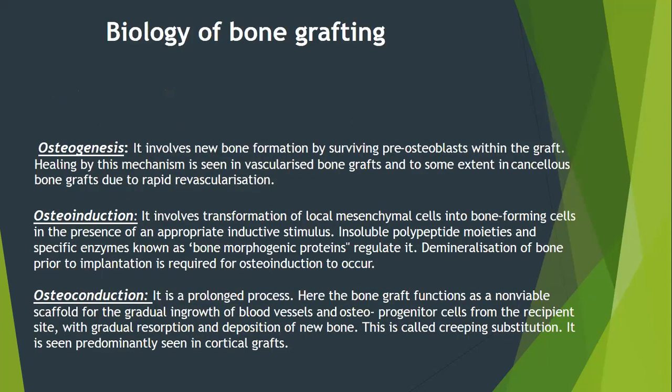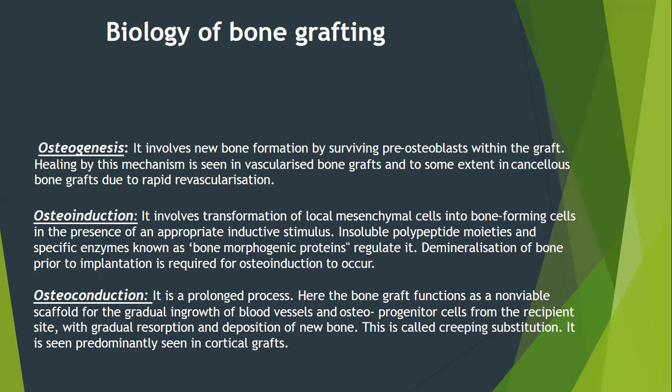Biology of bone grafting. Osteogenesis involves new bone formation by surviving osteoblasts within the graft. It is seen in vascularized bone graft and to some extent in cancellous bone grafts due to rapid revascularization. Osteoinduction involves transformation of the local mesenchymal cells into bone forming cells in the presence of an appropriate inductive stimulus. Insoluble polypeptide moieties and specific proteins known as bone morphogenic proteins regulate this. Demineralization of bone prior to implantation is required for osteoinduction to occur.